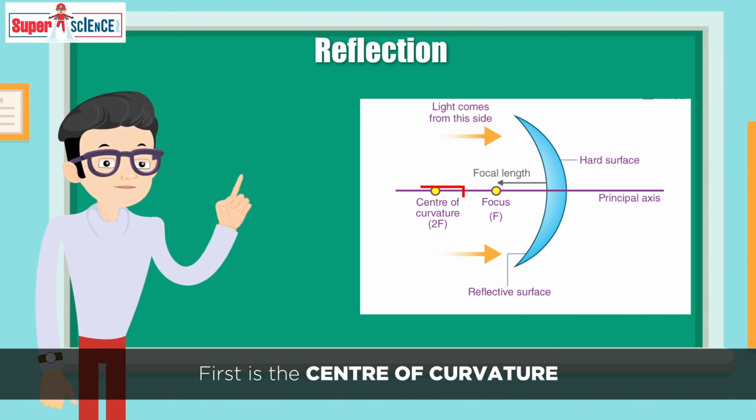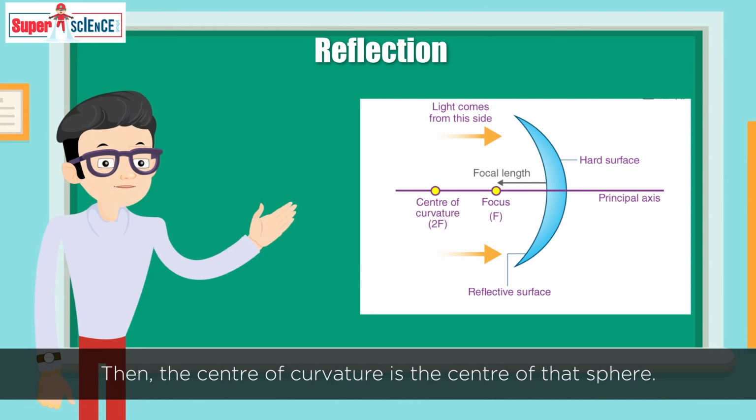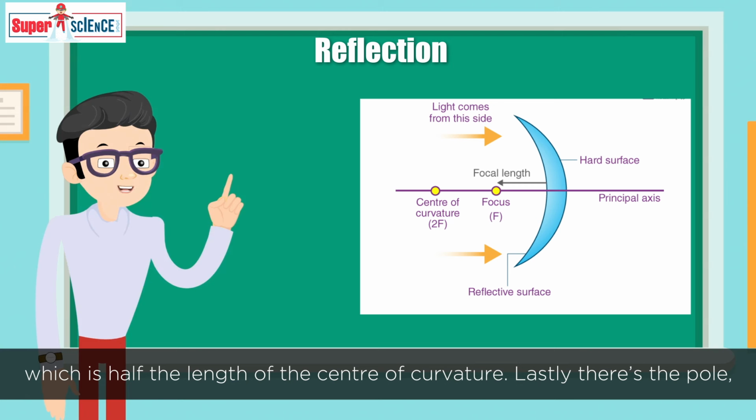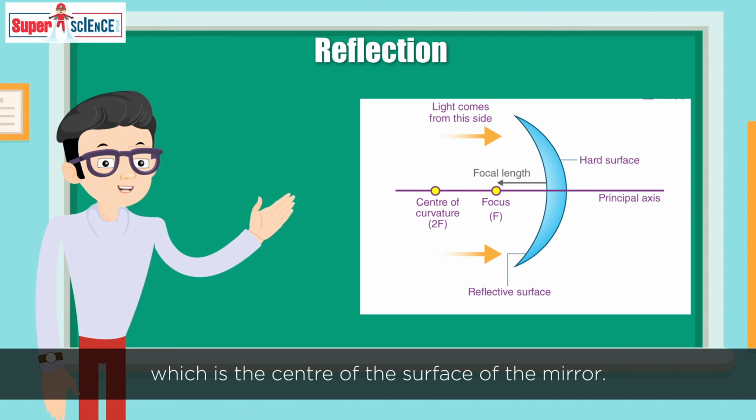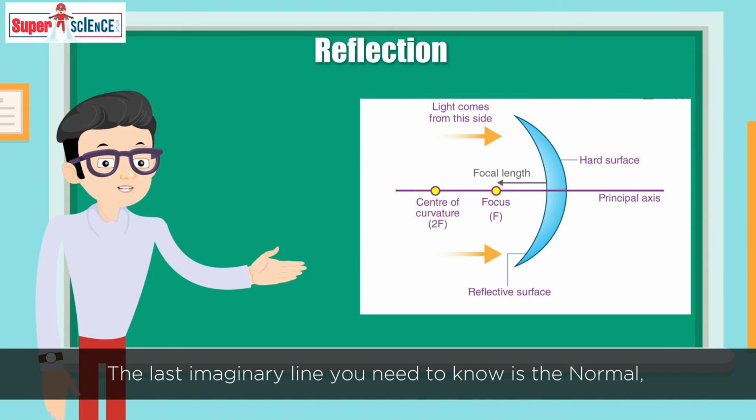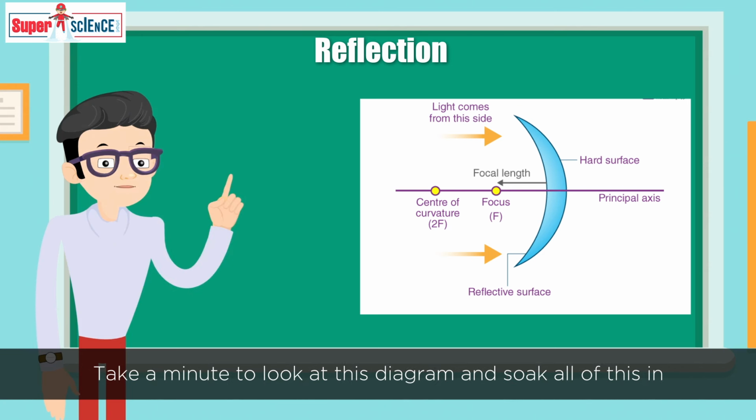To understand them, you will need to understand three important points of reference. First is the center of curvature. You need to imagine that the mirror is part of a sphere. Then, the center of curvature is the center of that sphere. Then there is the focal length, which is half the length of the center of curvature. Lastly, there's the pole, which is the center of the surface of the mirror. All these three points lie on an imaginary line called a principal axis. The last imaginary line you need to know is the normal, a line perpendicular to the surface of the mirror at any given point. Take a minute to look at this diagram and soak all this in.